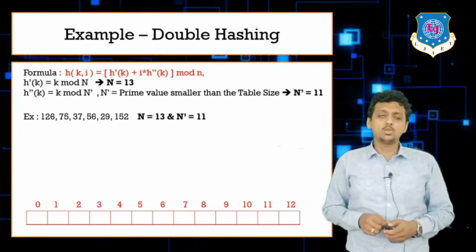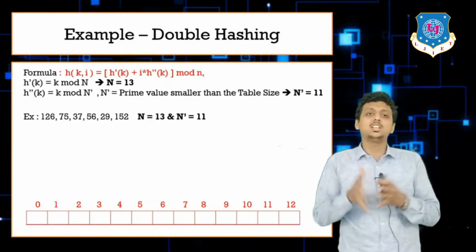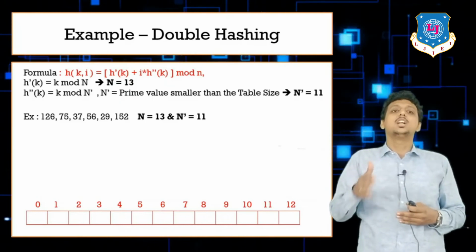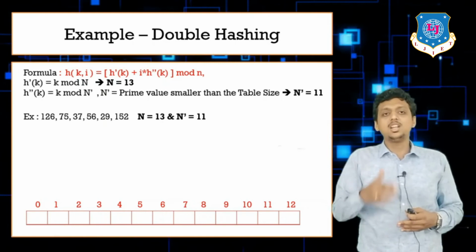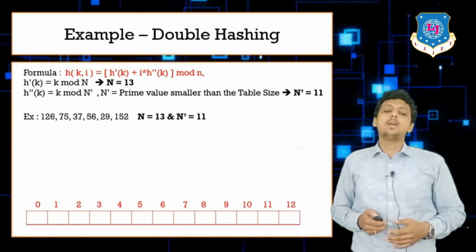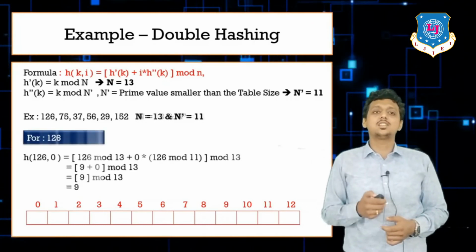But there is a little bit of a twist. In h dash of k, the n value, that means the table size, is 13. For h double dash of k you need to take a table size smaller than 13, and it must be a prime value. That's why I take 11 over there. So here my n is 13 and the dash value is 11. Let's start the insertion process.